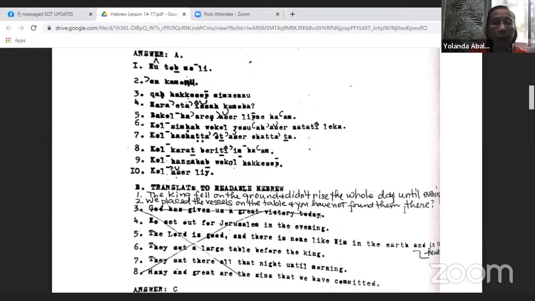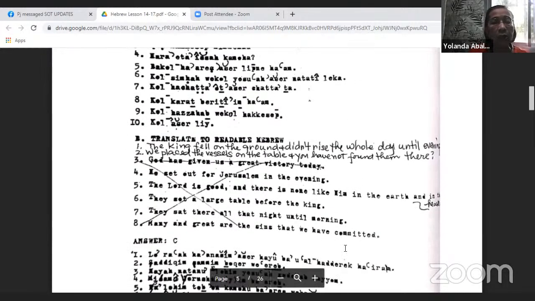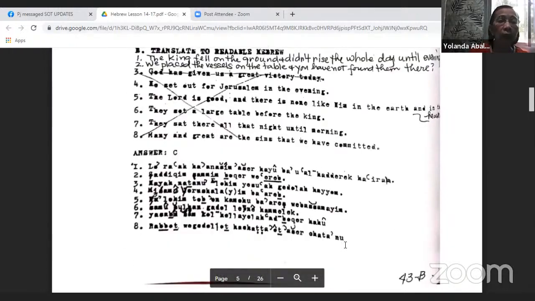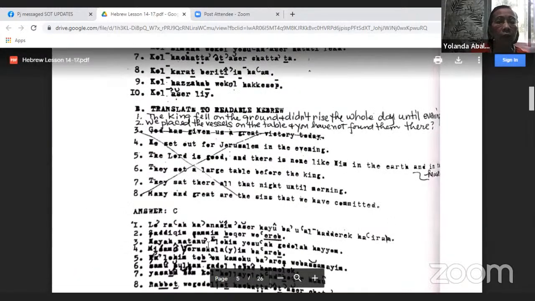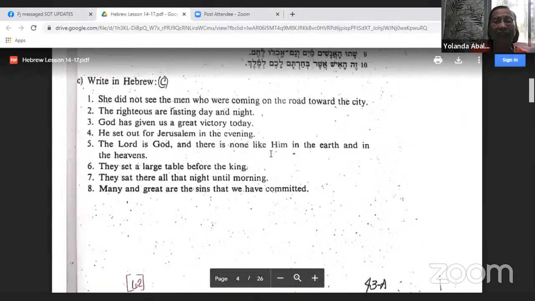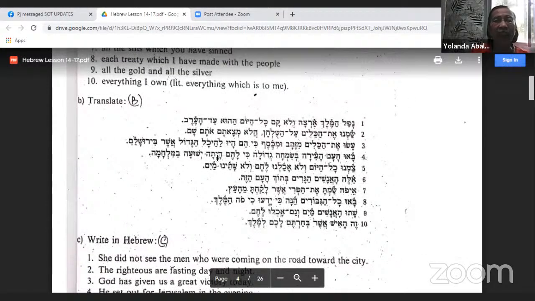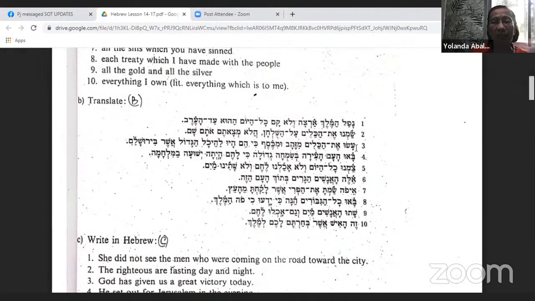Yun ang tanong. But somebody crossed this out. I think what was the reason na kinross out ng somebody ito? All right. Thank you, Lord. Hindi rin tinignan ni Pastor Pedro. Number 3 na tayo.